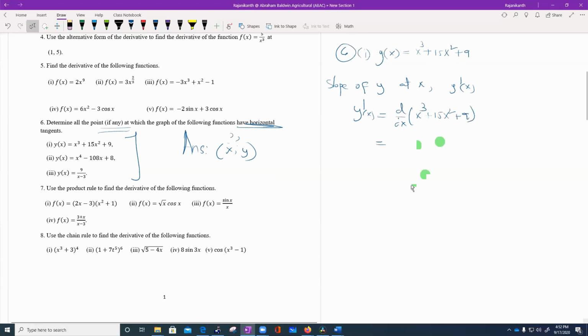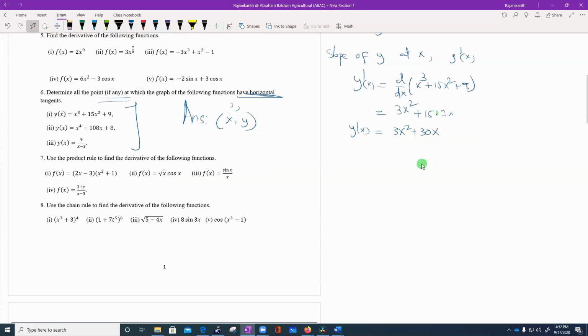We know the derivative property says you can find the derivative one by one for each term. The derivative of x cubed is 3x squared using the power rule. The derivative of x squared is 2x, but here you have 15, so it's going to be 15 times 2x. Then the derivative of a constant is 0. Now if you simplify this, you will get 3x squared plus 30x. So this is my slope.